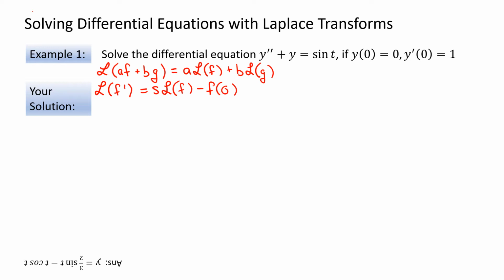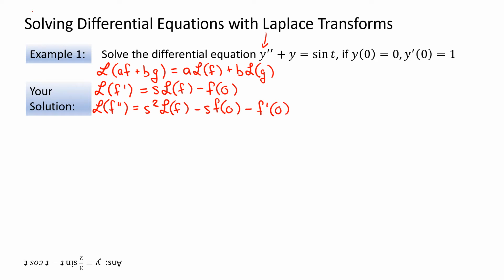And in this case, we also have a second derivative. We don't have the first derivative, but we have the second derivative. The Laplace transform of the second derivative is equal to s squared times the Laplace transform of the original function minus s times the original function at 0 minus the derivative, the first derivative, not the second, of the function at 0.